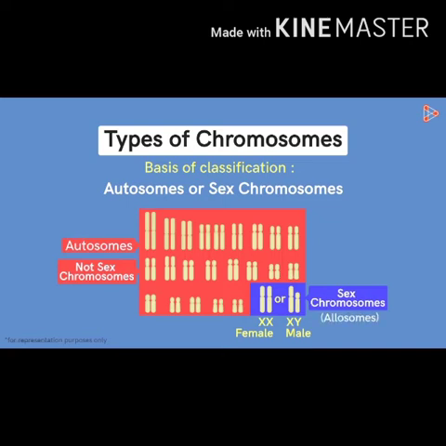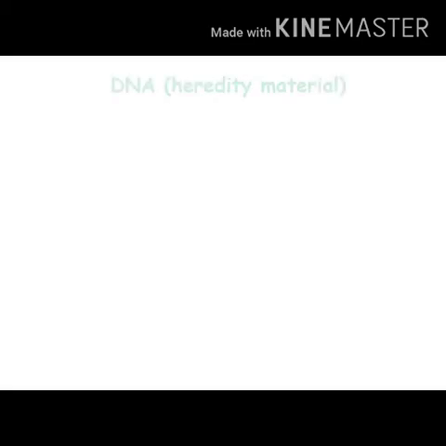The others, which are from 1st to the 22nd pair, are not the sex chromosomes. This makes them the autosomes. Both contain genes that code for proteins which make up our body. DNA, or deoxyribonucleic acid, is the heredity material of the cell. Heredity is the information that passes from one generation to another.